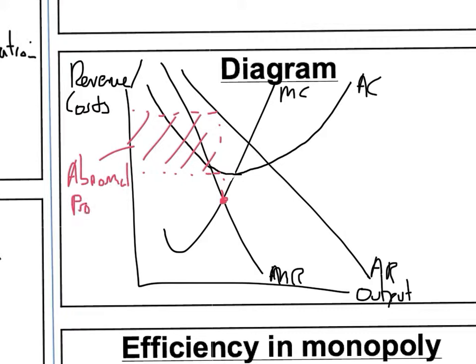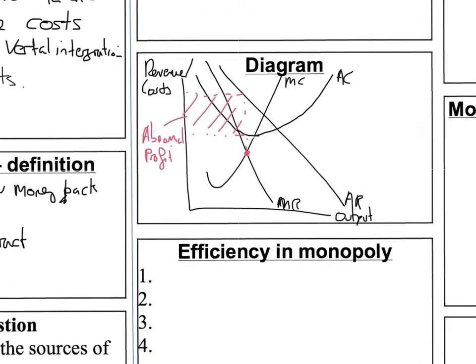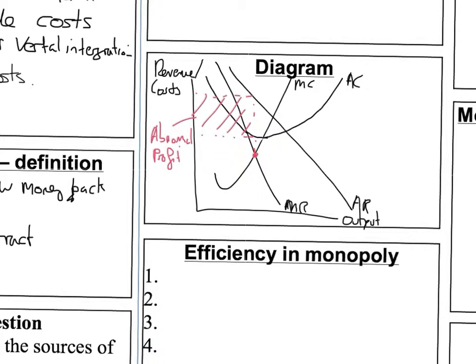profit. Right. This diagram is going to be really useful in a second, and it's to do with efficiency. Right, a monopoly is not efficient in lots of ways, and you need to be able to say this in the exam. First of all, it is not allocatively.